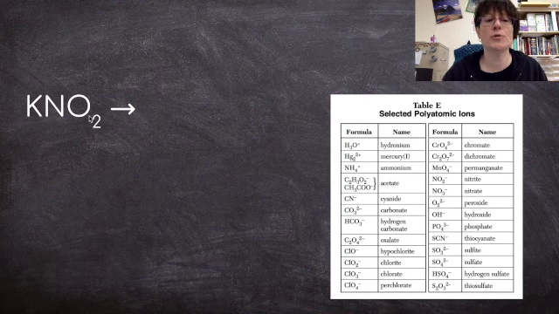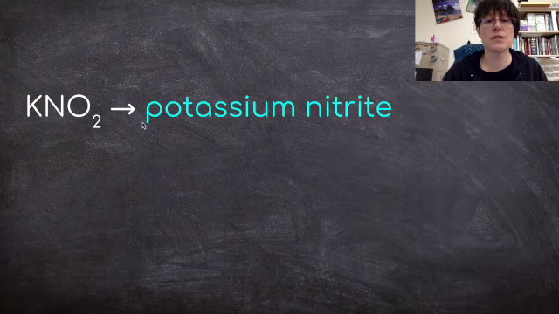KNO2, ooh, 3 elements, so that means I have a polyatomic somewhere. So I know that it's NO2, but you could search for KN, and if you don't see it in your chart, then you would search for the NO2. And I see the NO2 right here, which is nitrite. So K is potassium, so it's just the atom name. NO2 is nitrite. So this is potassium nitrite.